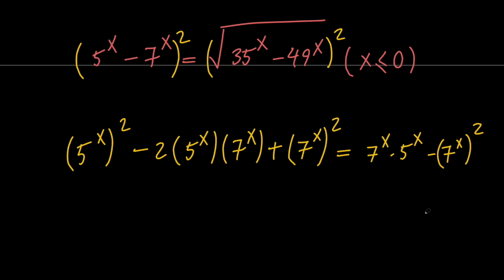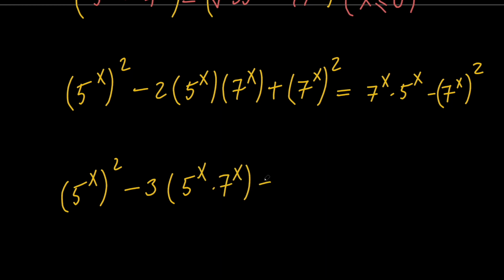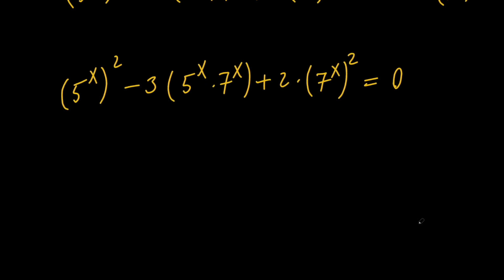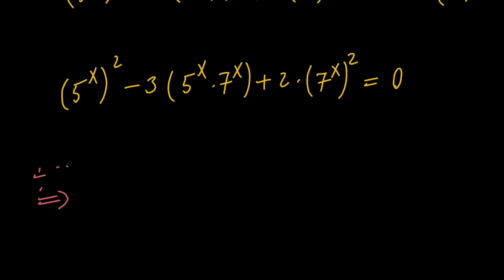Next, let's go ahead and move everything on the same side. So we're going to have 5 to the x squared minus 3 times 5 to the x times 7 to the x plus 2 times 7 to the x squared equals 0. Now, if you look at this, this is a really nice homogeneous equation. And in order to solve this, we need to go ahead and divide both sides by 7 to the x squared. By doing that, we're going to get a really nice quadratic equation.